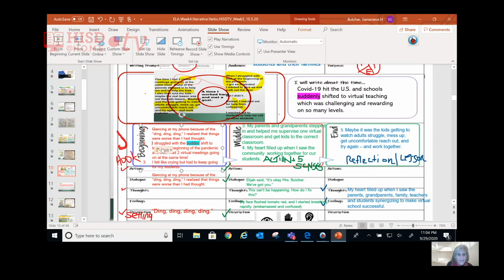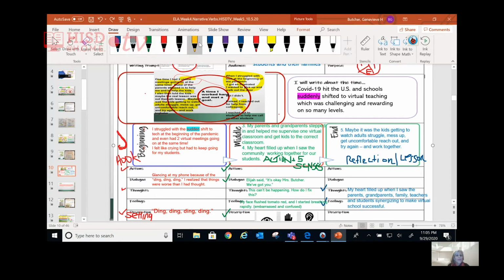Stuck on here, not sure why. I struggled with the sudden shift to tech at the beginning of the pandemic, and even had 2 virtual meetings. Well, this is something I can also change. I struggled with the sudden shift. I felt like crying because I had to keep going for my students. I'm really saying I felt like crying. I need to show that emotion, but let's move this one over here instead. So I'm going to draw an arrow over here and say this belongs in the green.